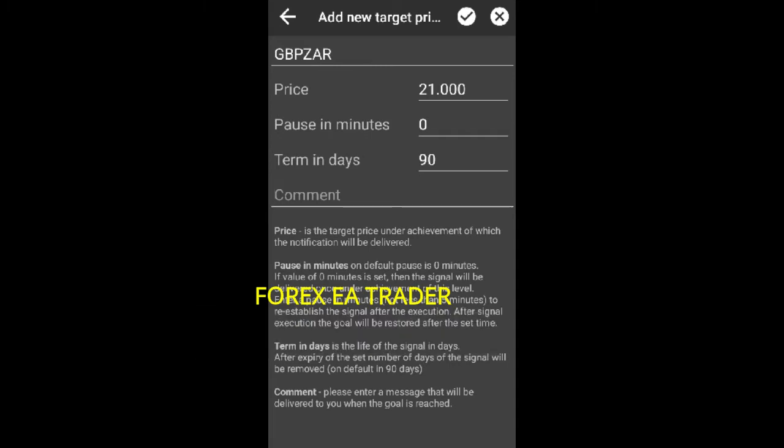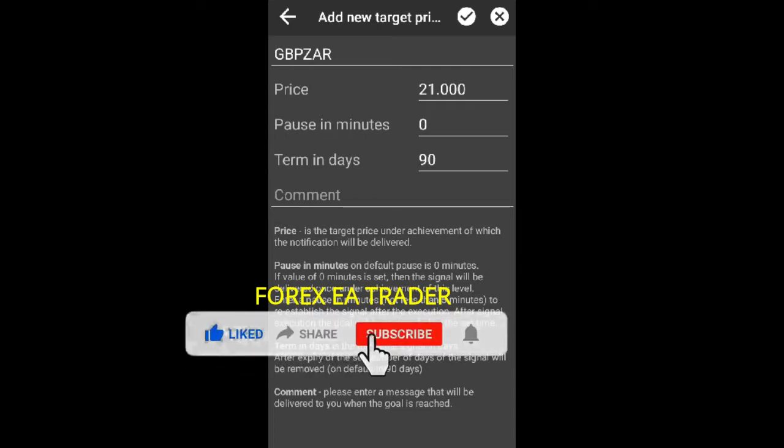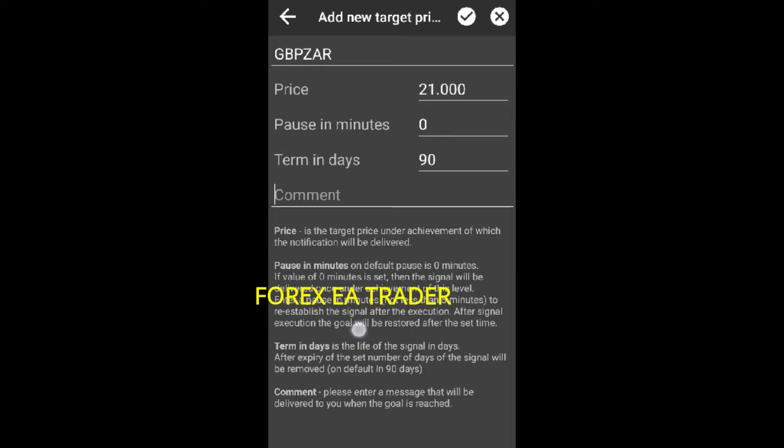an alert will go off. Or you can enter a pause in minutes. You want price to reach this level and to play around a bit before you get an alert. So you can determine it in minutes how you want the pause, the notification to come.